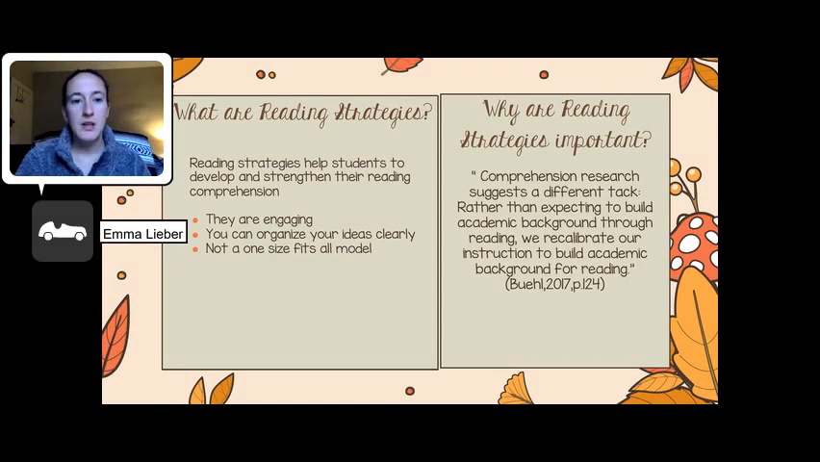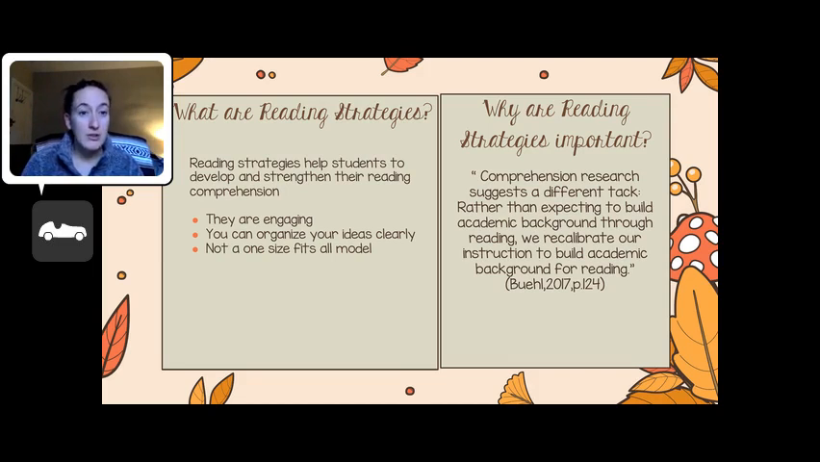The first thing we really want to talk about is what are reading strategies? Reading strategies help students to develop and strengthen their reading comprehension. So reading strategies should be engaging. Reading strategies help students organize their ideas, and reading strategies are not a one size fits all model.